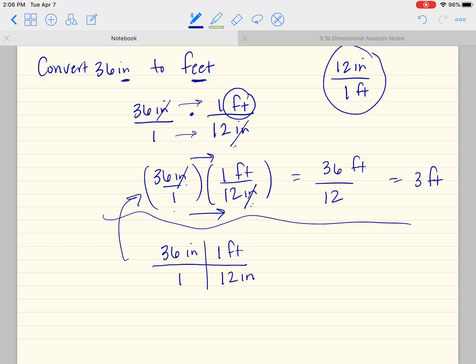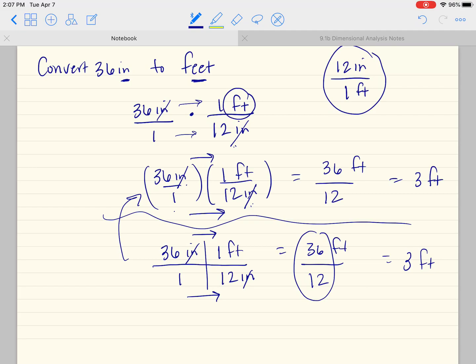And this is just an organizational tool, okay? It means the same thing that we had here. I just use a T instead of putting all those parentheses in. It helps me organize it and make sure I have things corresponding with the tops and bottoms of the fractions. But we're doing the same thing where inches still cancel. We're still going to multiply straight across here to get 36 feet. We're still going to multiply straight across here to make that 12, and then we're going to divide the result to get 3 feet. Okay, so that's sort of how the process is going to look.